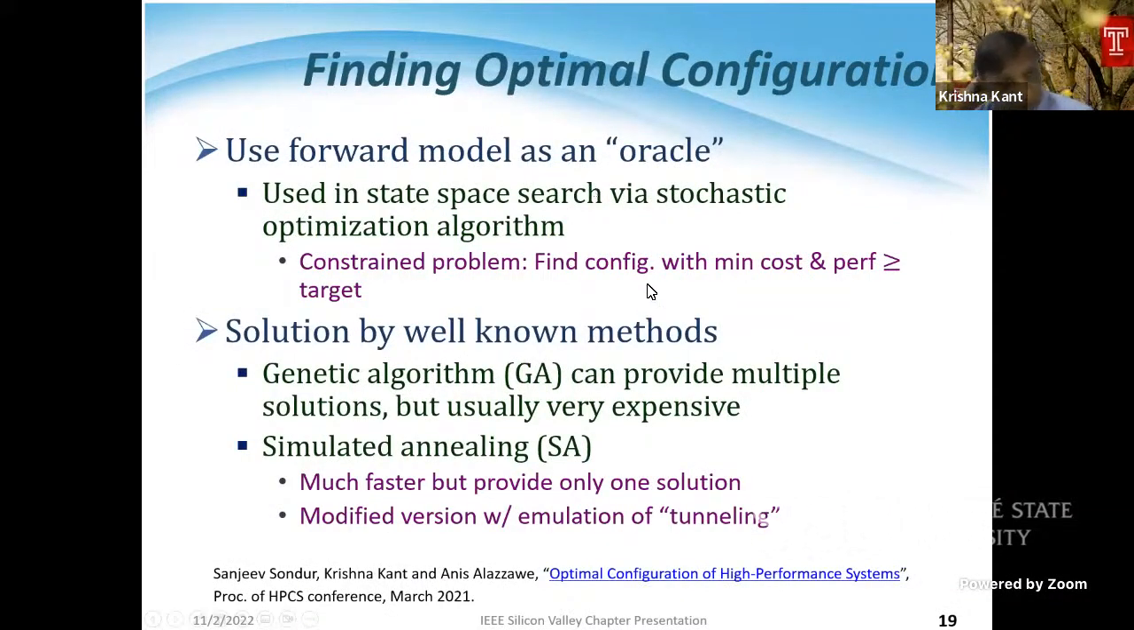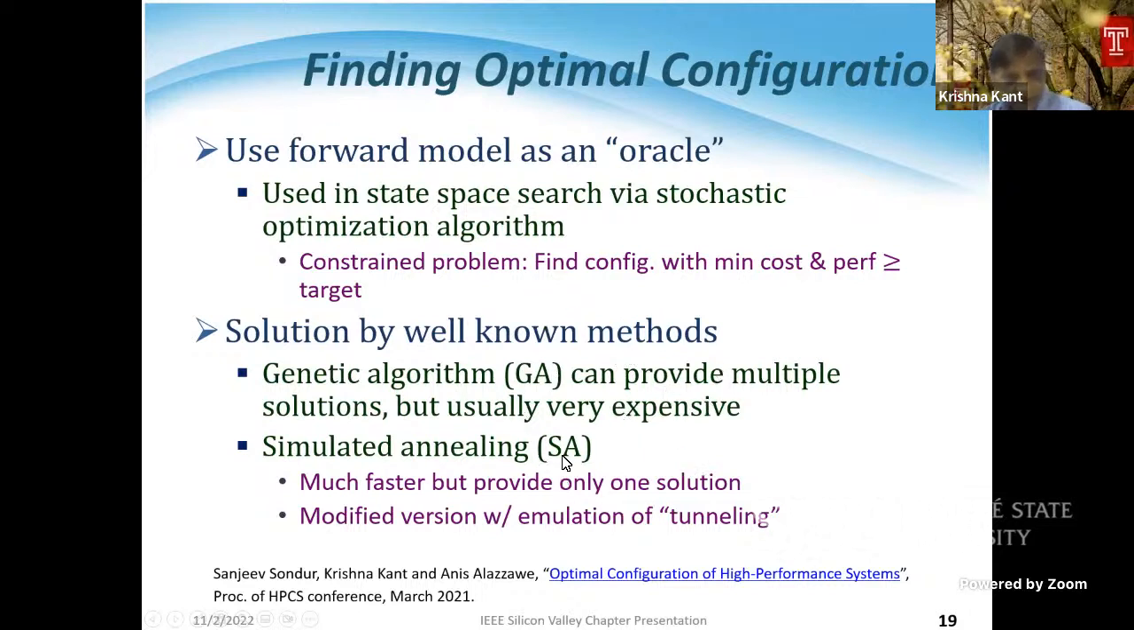So how are we going to set a good configuration if the machine learning doesn't work very well? What we do is we use the forward model, which works very well, as an oracle in a stochastic optimization routine. Essentially in this stochastic optimization, we're trying to minimize the cost, and we have some performance target, and we want to look for a configuration that minimizes the cost and satisfies the performance constraint.